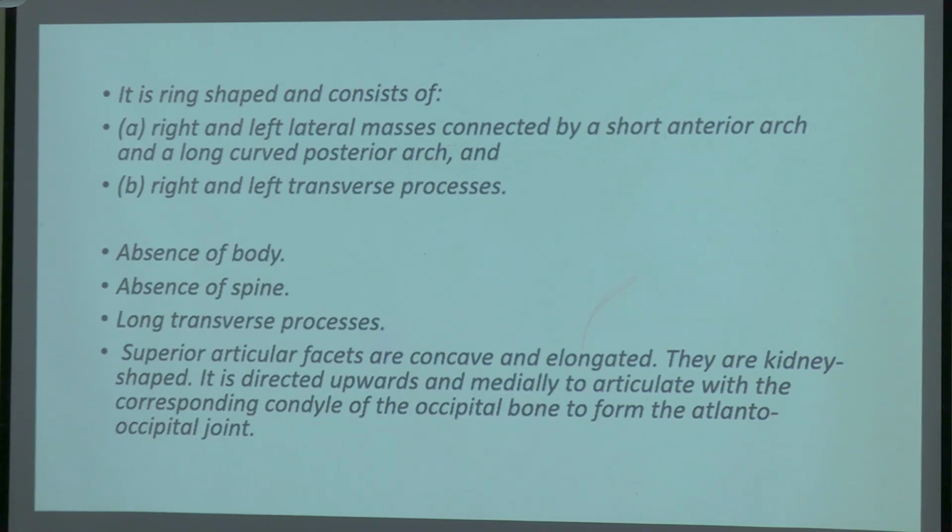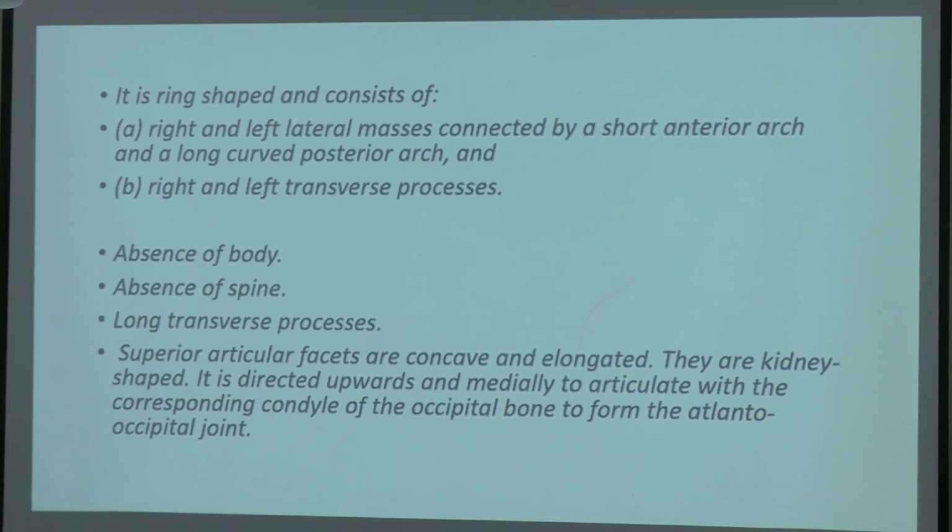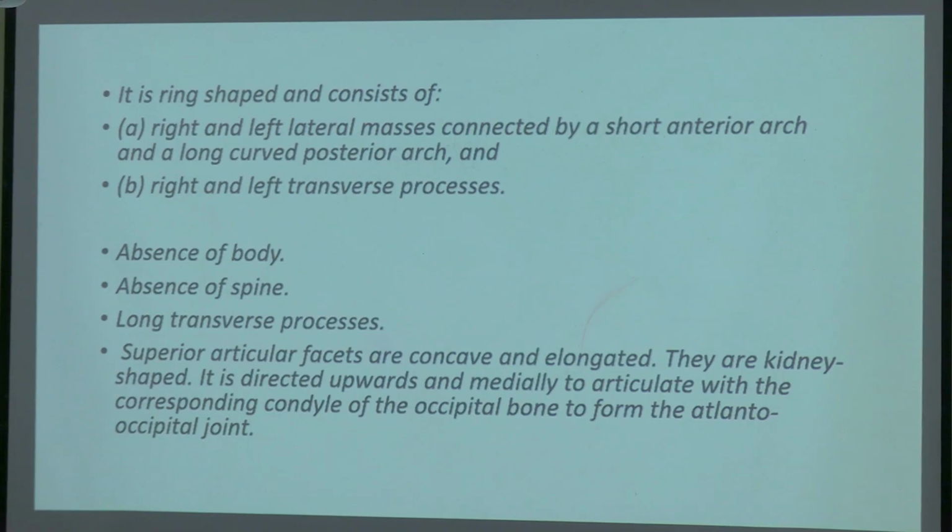Below is the atlas. Which joint? Atlanto-occipital joint. Atlanto-occipital joint. Which facet is below? Inferior articular facet, right? Which bone is below? Axis. Which joint? Atlanto-axial joint. Below will be atlantoaxial, above will be atlanto-occipital. Right?